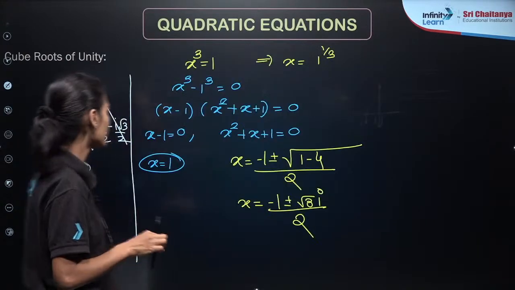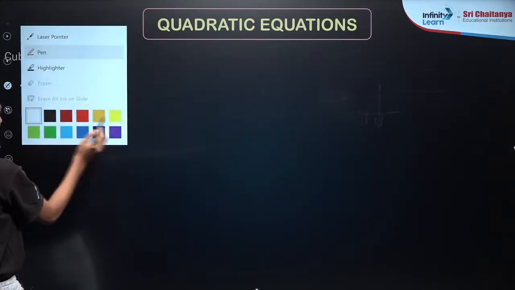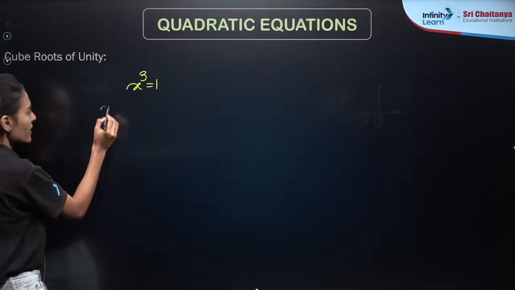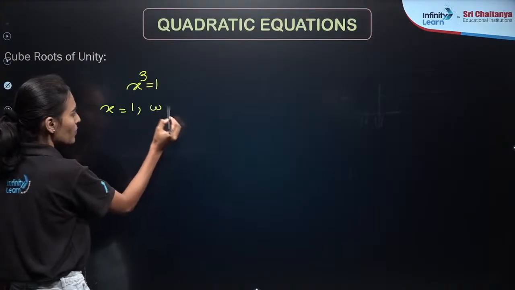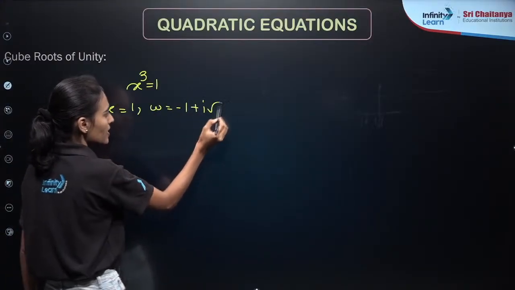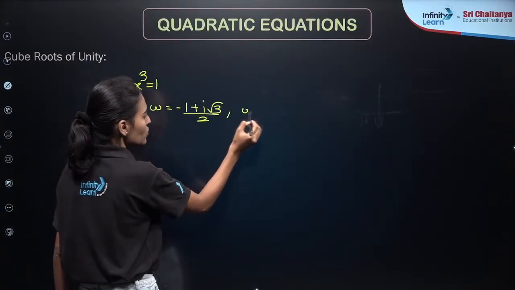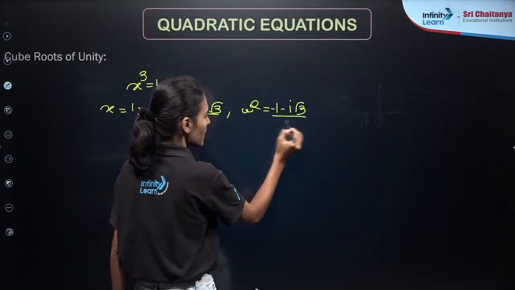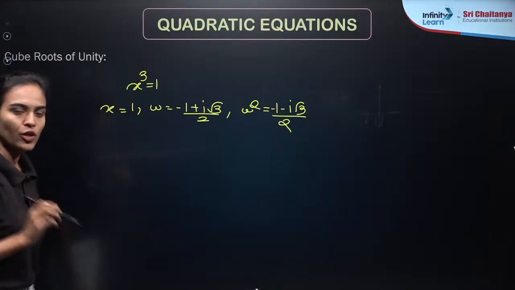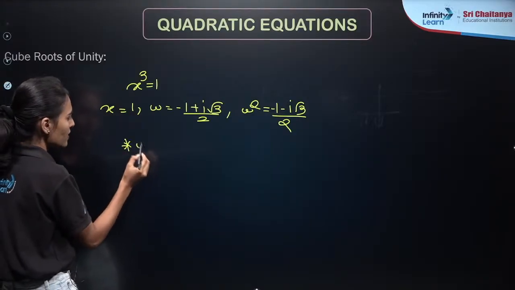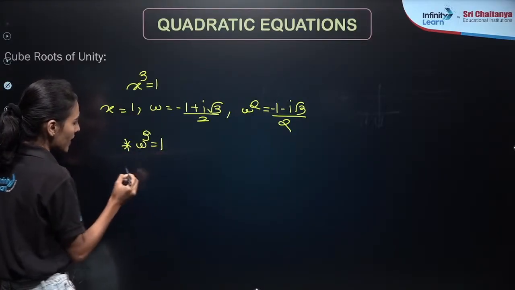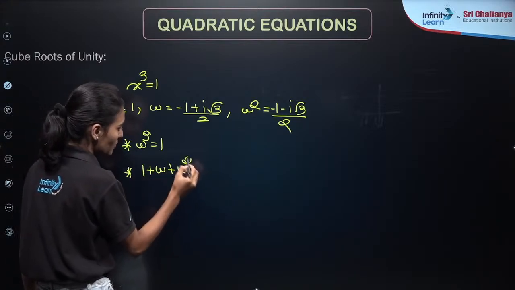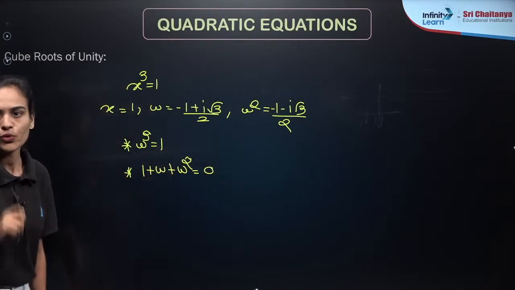So in short, cube root of unity means solution of x cube equal to 1. You will get 3 solutions: x as 1, omega means minus 1 plus i root 3 by 2, and if you square omega, you will get omega square as the third root, minus 1 minus i root 3 by 2. There are 2 properties which are important. The first one is omega cube is 1, and the second one is the sum of all the roots, you will get it as 0. These are the 2 properties.